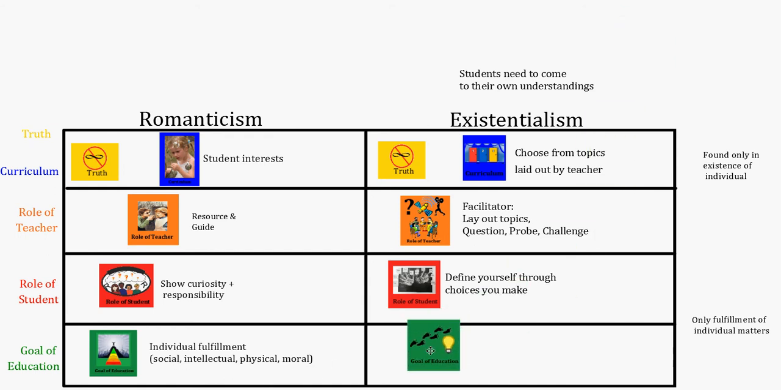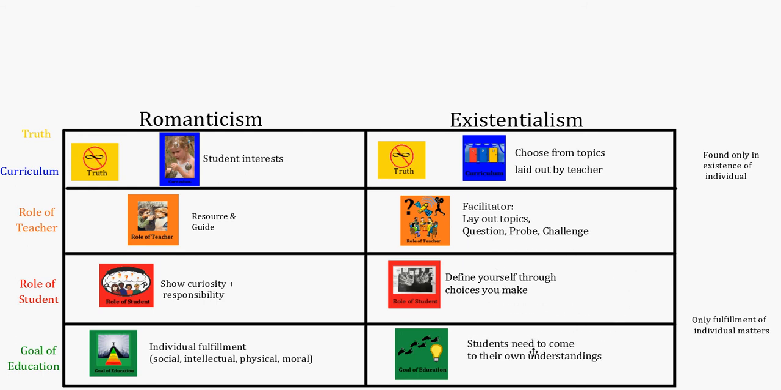For the existentialist, their goal is that students need to come to their own understanding. So I've had the little footprints with the light bulb at the end. Anyway, for existentialism, there seems to be more of an urgency about helping the individual survive and choose and define him or herself in the world.